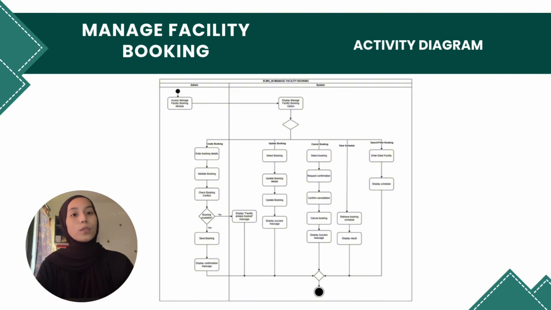So the process will start when admin access the managed booking facility module. The system then will display all the managed facility booking option. So from the option, admin can choose one of 5 action, which is create booking, update booking, cancel booking, view booking details, and also search and filter booking.